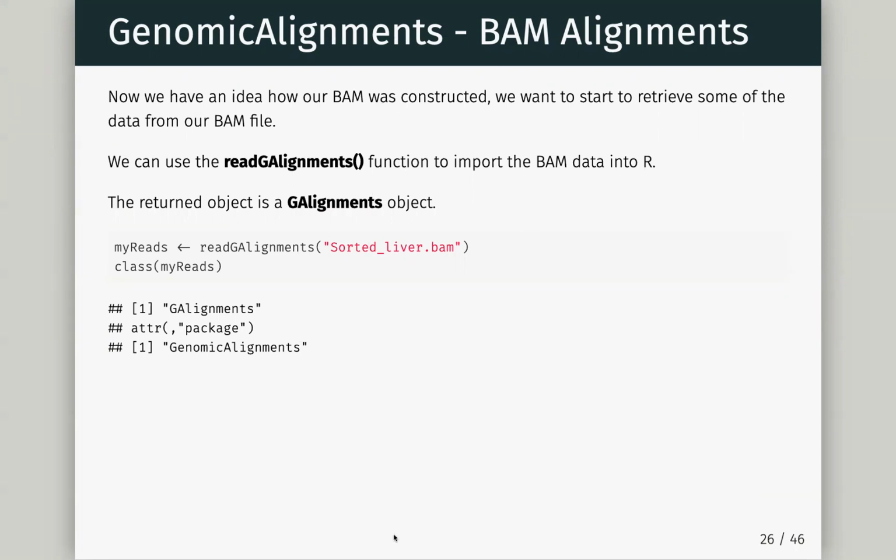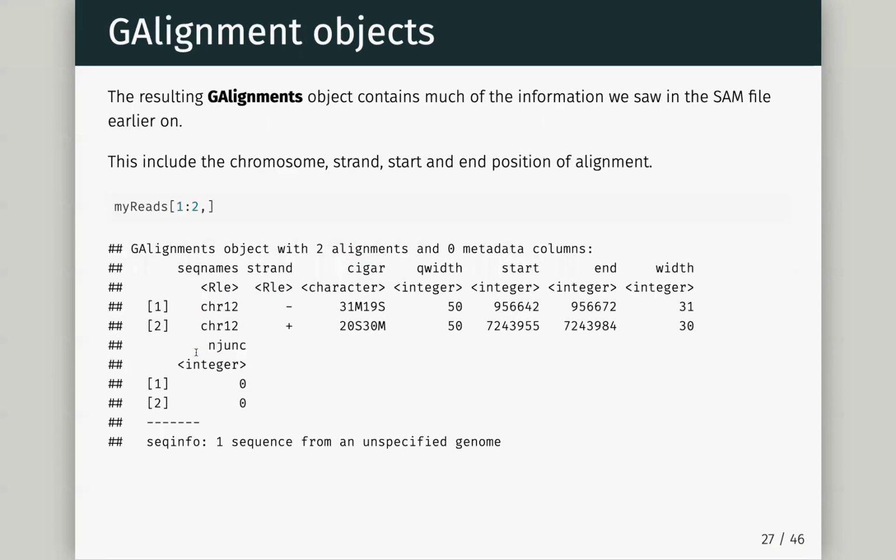Read GA alignments, and that will give us back a new class we haven't come across yet, a GAlignments object from the genomic alignment. If we just type this in and look at the first two reads, we can already get a sense of what this looks like. It looks a lot like a GRanges with more information.